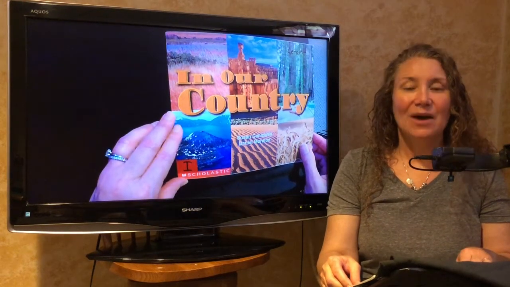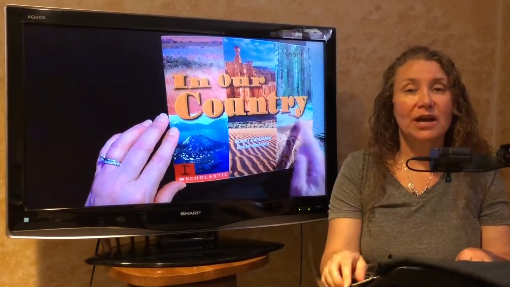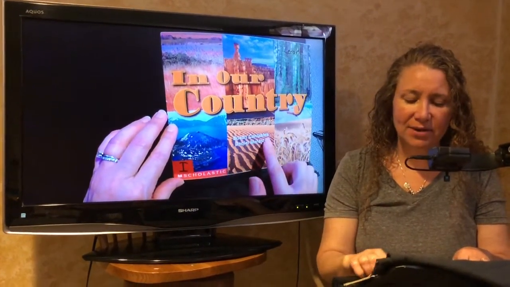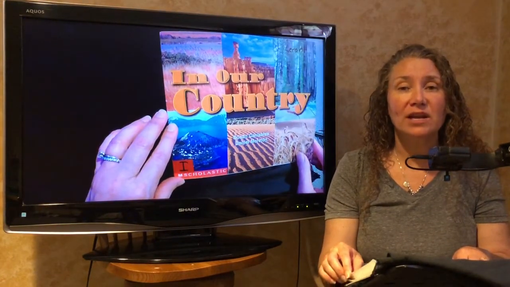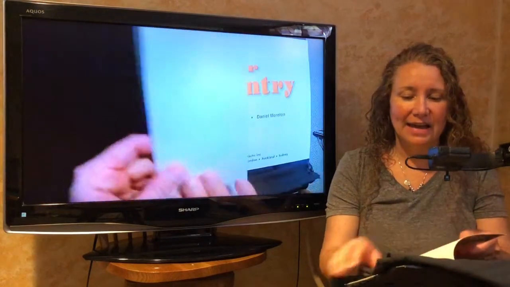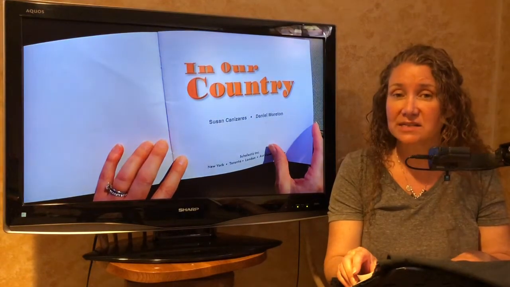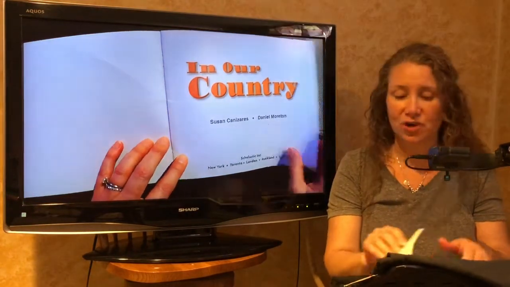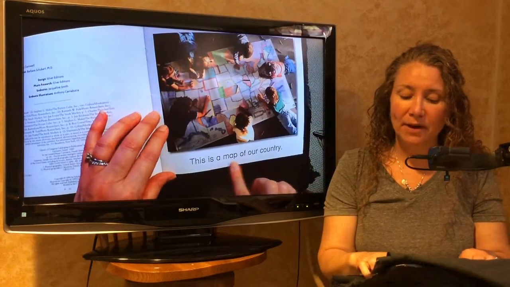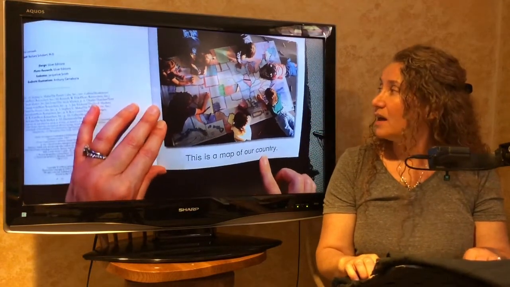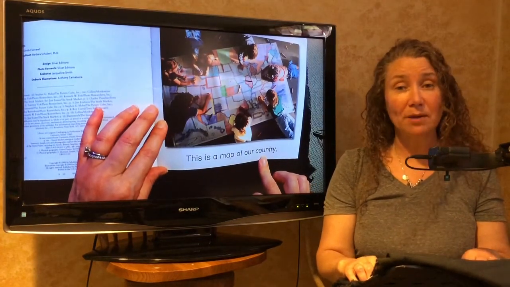Hello, everybody. We're going to read a read aloud called In Our Country by Susan Canizares and Daniel Morton. We've been talking about different habitats, and I want to see if you can see some of the different habitats in this book, In Our Country. This is a map of our country. So not only are we going to talk about habitats, but we've been also talking about maps, so it works out really well.